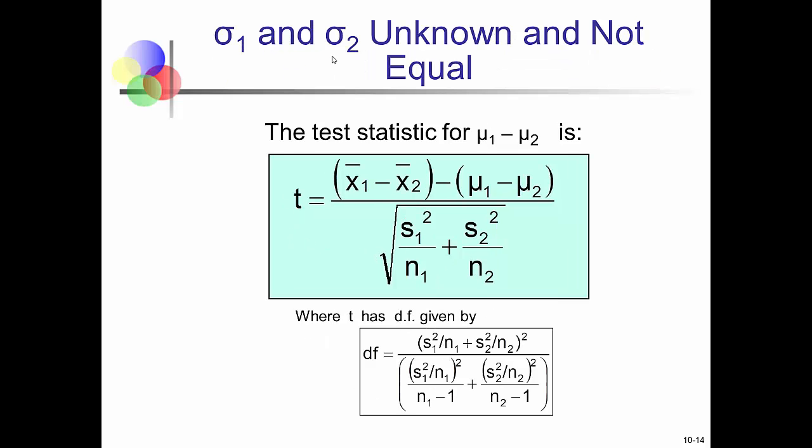If those true population standard deviations are unknown and assumed not equal, we'll still do our point estimate minus the hypothesized mean difference, and then divided by that standard error that we saw in this case before when we were doing the confidence interval. The sample standard deviation for the first squared divided by the sample size, plus the sample standard deviation for the second squared divided by that sample size.